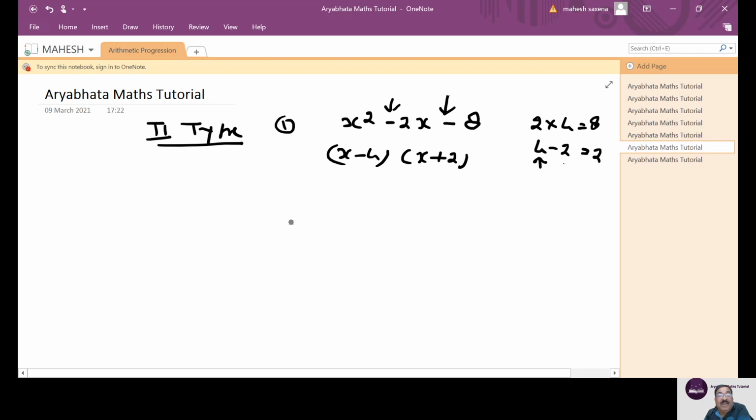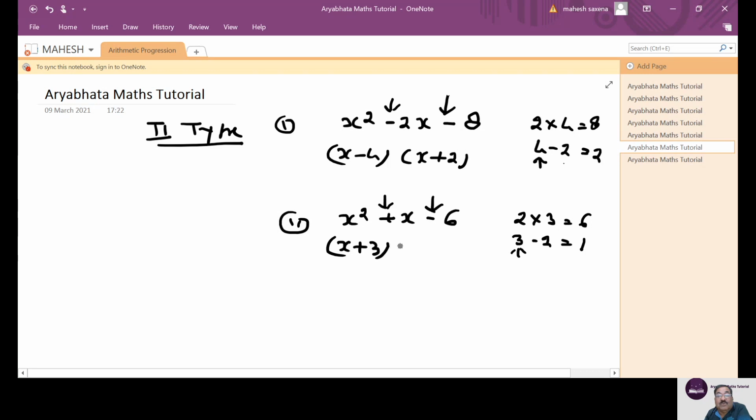Take the second example. Suppose it is x square plus x minus 6. Here again this term is negative. Therefore, we will break 6 into two terms such that their difference is 1 and product is 6. It is 2 and 3, since 2 into 3 is equal to 6, and 3 minus 2 is equal to 1. This term is positive. Therefore, we will assign this term to this 3, and the factors of this are x plus 3, x minus 2.